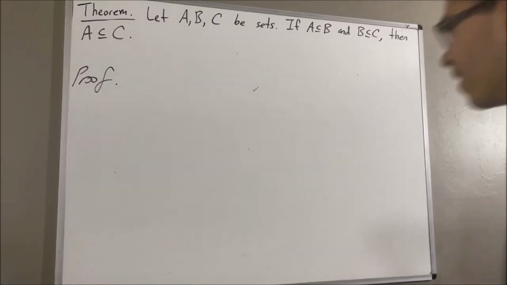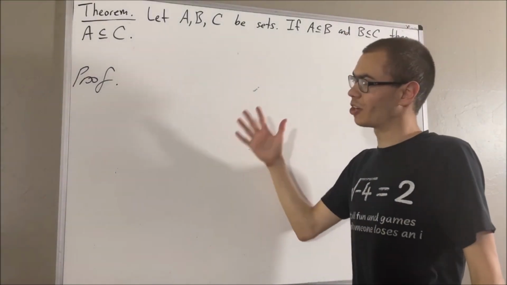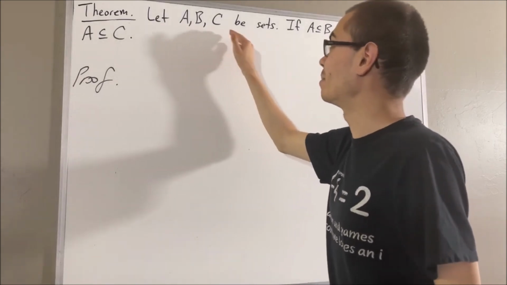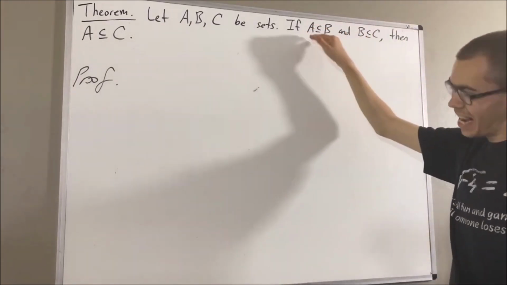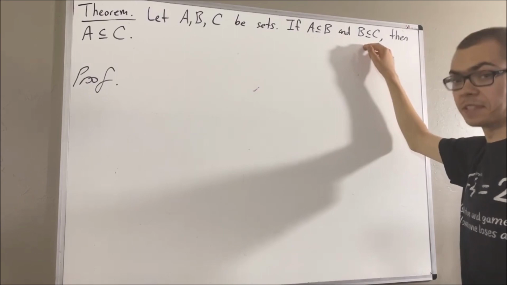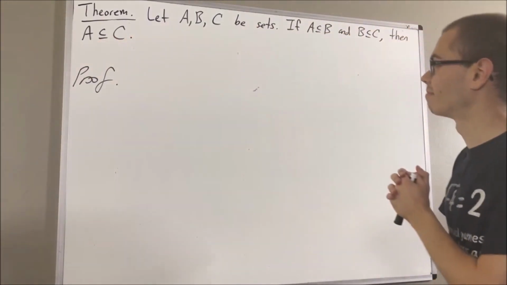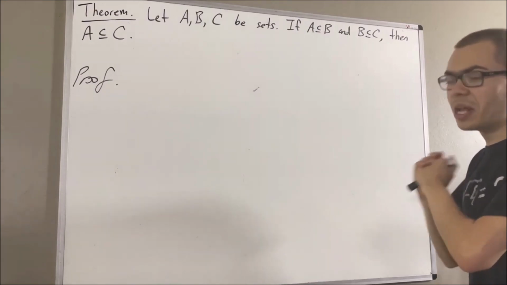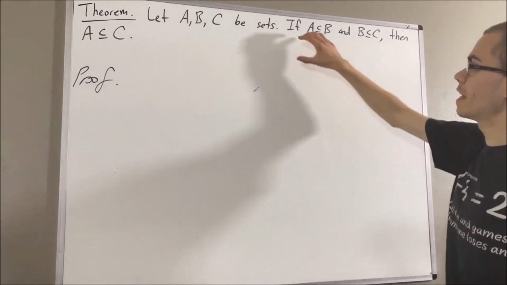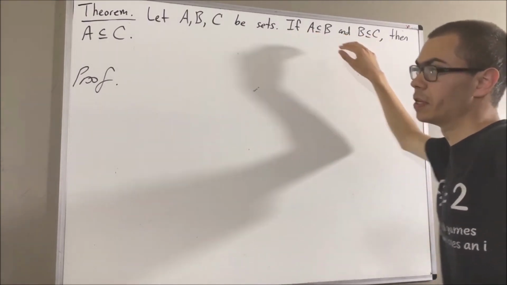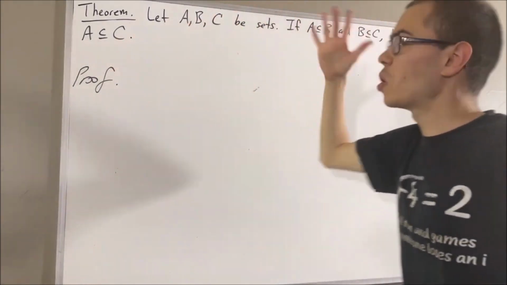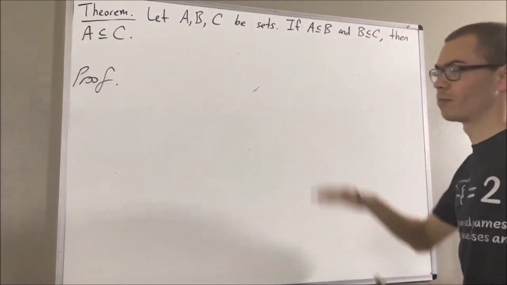Hello! In this video, we are going to prove the following theorem. Let A, B, and C be sets. If A is a subset of B and B is a subset of C, then A is a subset of C. Okay, now, in proving this theorem, we're trying to prove if these two things are true, then this is true. So let's suppose that these two things are true.